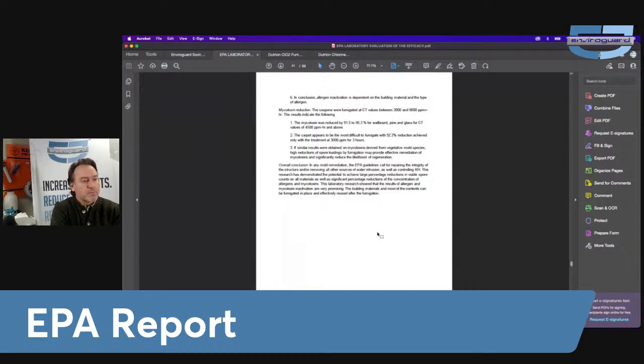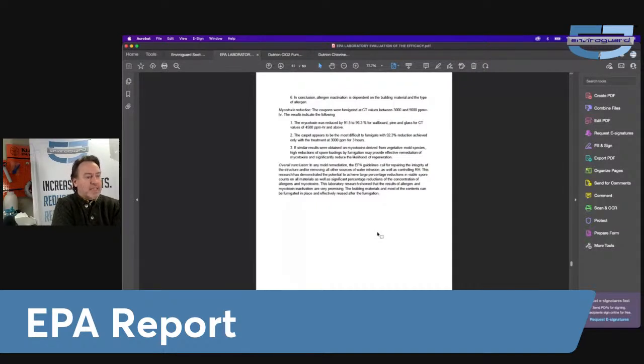If similar results were obtained on mycotoxins derived from vegetative mold species, high reductions of mold spore loadings by fumigation may provide effective remediation of mycotoxins and significantly reduce the likelihood of regeneration. So the overall conclusion is, in any mold remediation, the EPA guidelines call for repairing the integrity of the structure and/or removing all other sources of water intrusion, as well as controlling the relative humidity.